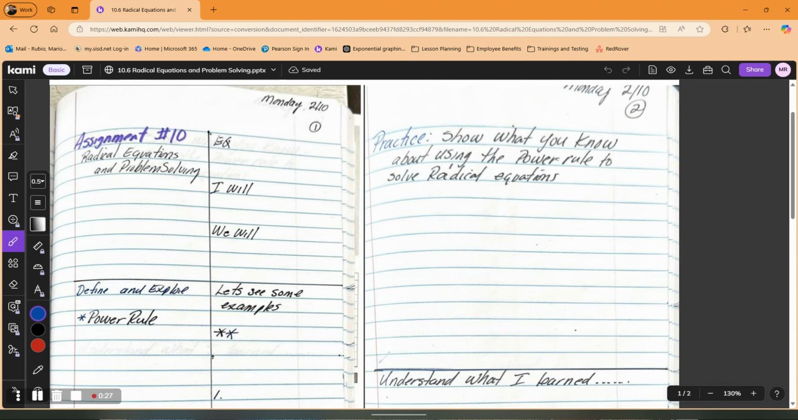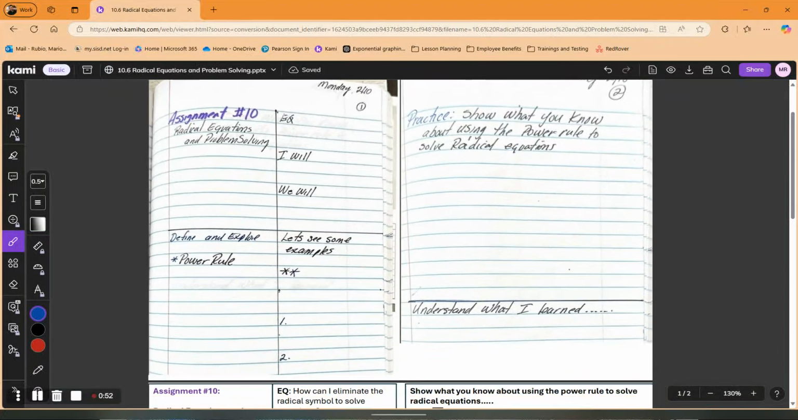We will define and explore. We're going to look at something called the power rule, and then I'm going to show you some examples down here. On the second page, you need to show practice and then write this down: show what you know about using power rule. You don't have to write down what's in black. Just write the word practice, and there are going to be 6 problems that you'll copy down into your notebook from the next set of slides.